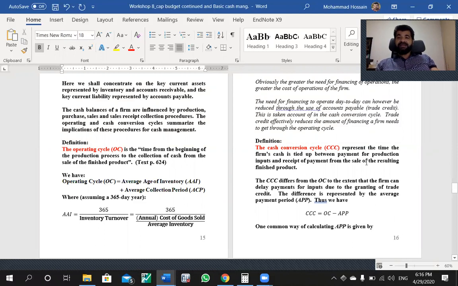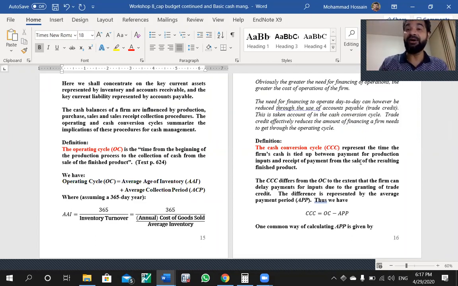And the cash conversion cycle means the time the firm's cash is tied up between payments for production inputs and receipt of payments from the sale of the resulting finished goods. One is the beginning of the production process. And here, how long your cash, your money, is tied up between the payment for production inputs and receipt of payment from the sales. So why is it different? It's different because business is done on credit.